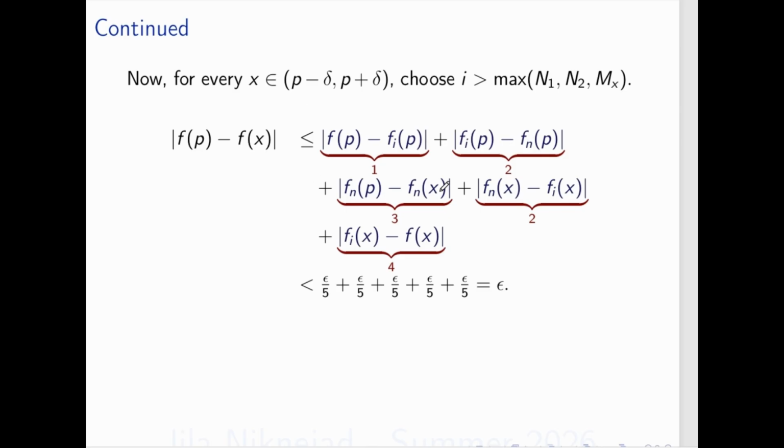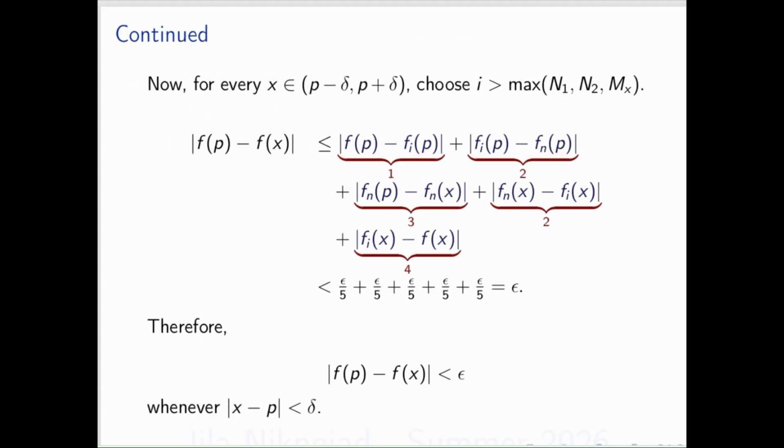If you go pair by pair, they are bigger than or equal to the absolute value of f of p minus f of x. Therefore, the absolute value of f of p minus f of x is less than epsilon whenever the absolute value of x minus p is less than delta, which is the continuity of the limit function f.